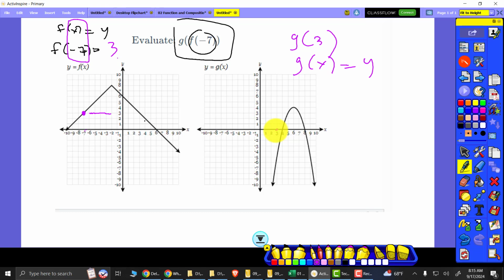Your hint: you just go up or go down until you touch the graph. Think over here. What is my y value at x equals 3? All right, so that would be the answer here. So this is equal to -5. So we just have to use the output from here, and that will become your input on the other function. So that's how visually your composition is working.